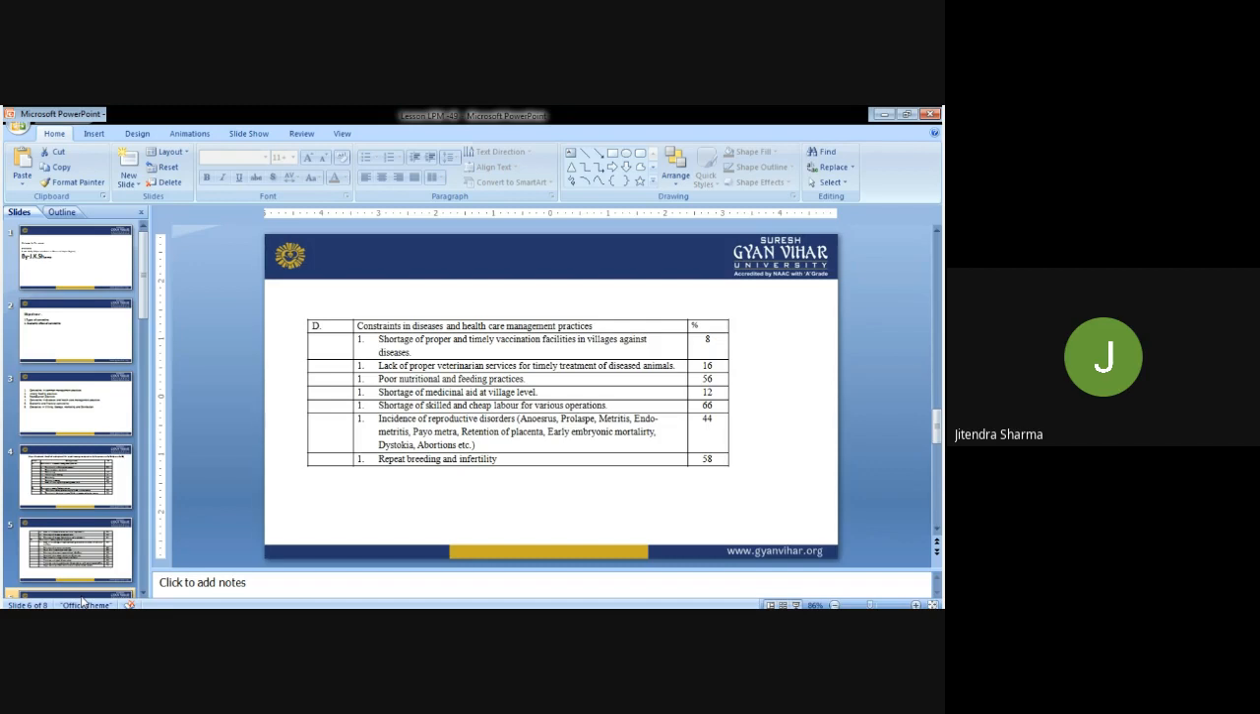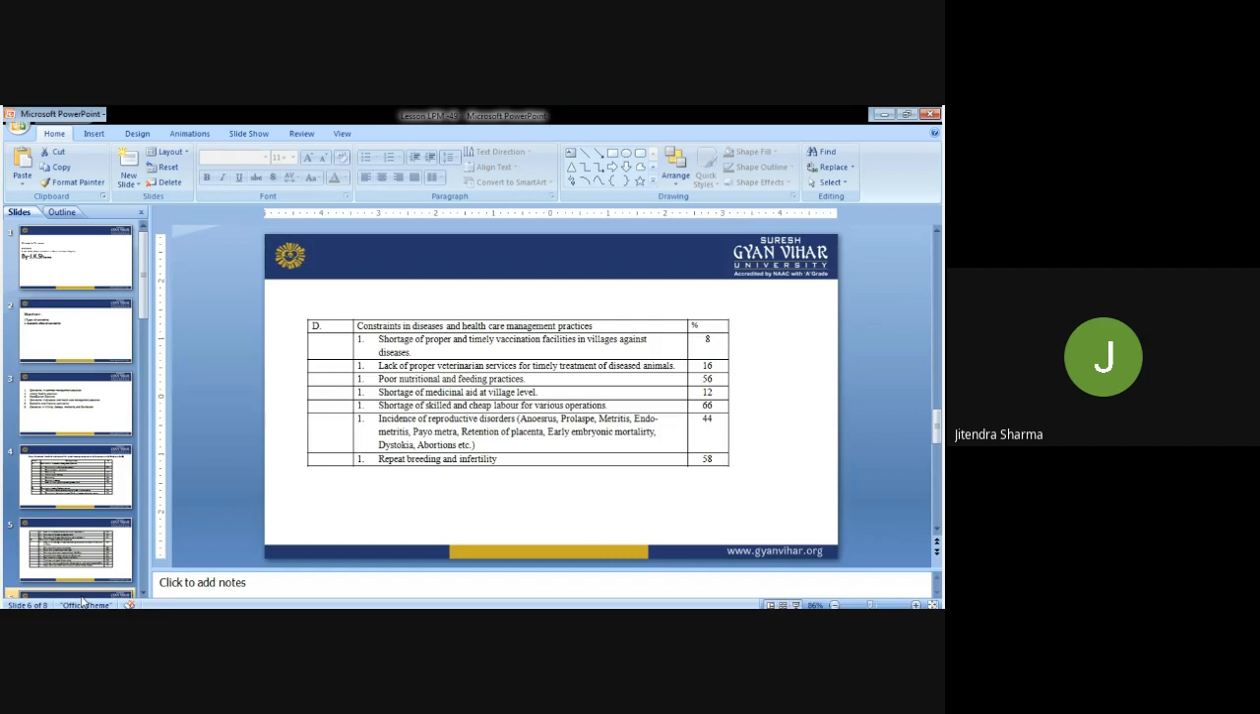Then, the lack of proper veterinarian service for timely treatment of these animals. 16% of dairy owners have registered that they are not able to find proper veterinarian services while their animal is sick.